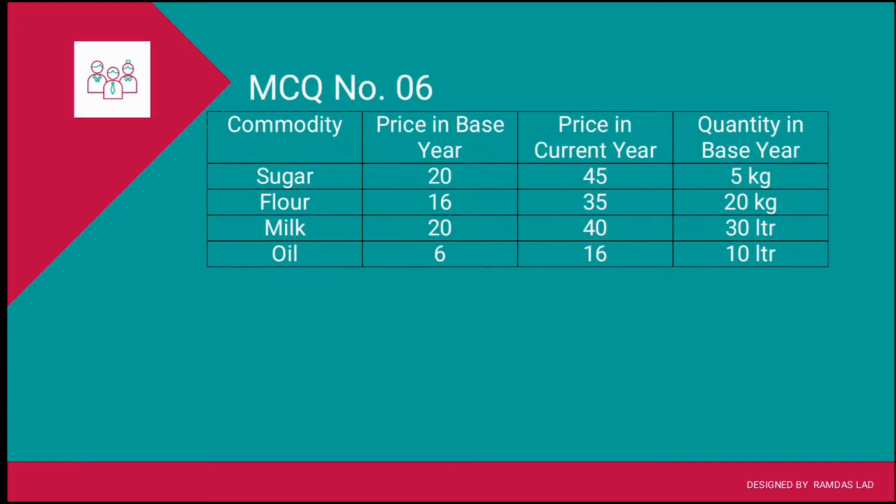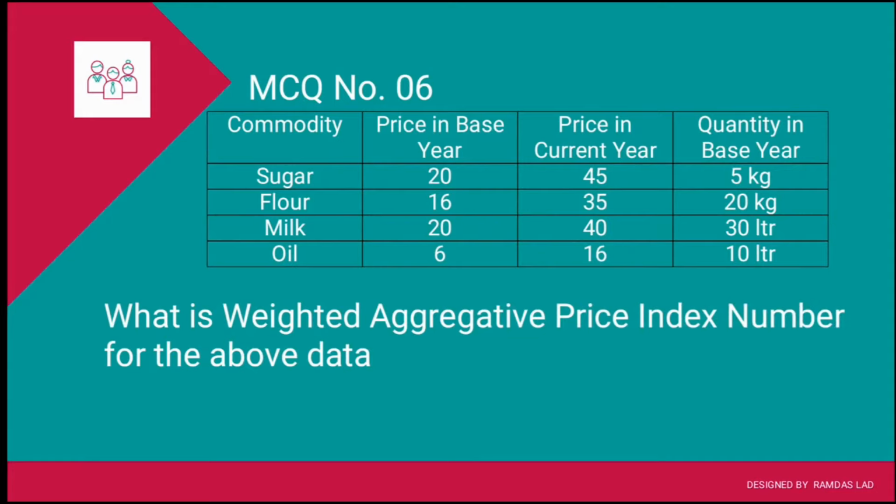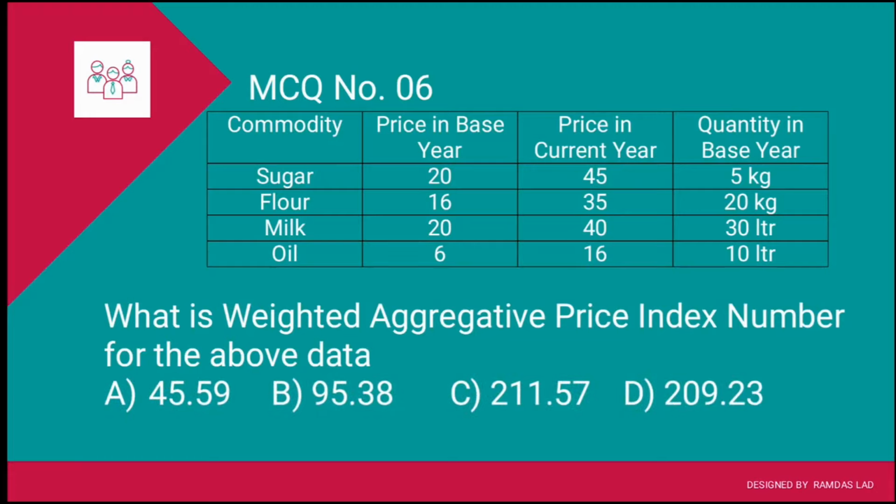And the question is, what is the weighted aggregative price index number for the above data? So here you have to calculate the weighted aggregative price index number by using the formula. By using the formula, you can give the answer of this question. Option A is 45.59, option B is 95.38, option C is 211.57 and option D is 209.23. So by using the formula, you can solve this and give the answer of this question.